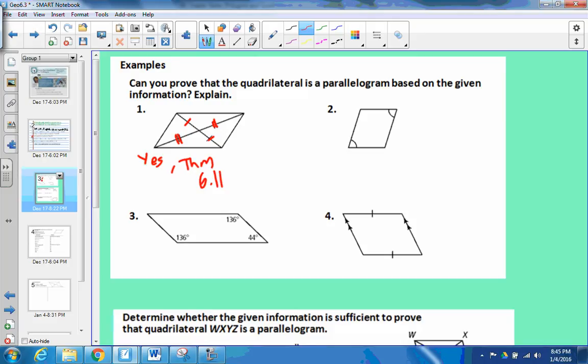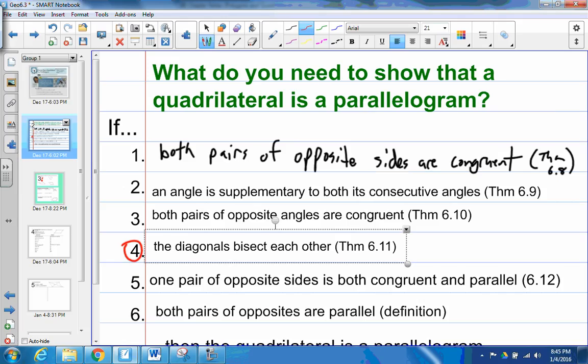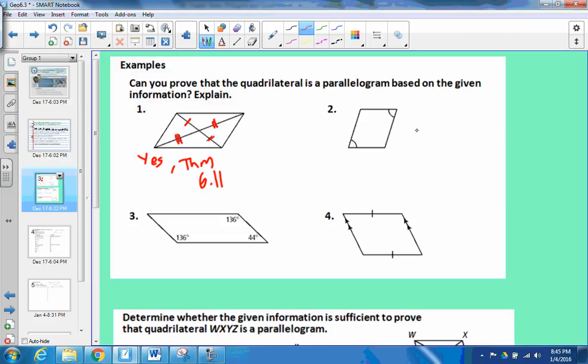All right, number 2, we're labeled one pair of opposite sides are congruent. Now, what does the theorem say about opposite sides, or angles, not sides? Both pairs of opposite angles are congruent. We don't know that both pairs are congruent yet, so not enough information here. Sorry, we need both pairs. All right, let's go to number 3.